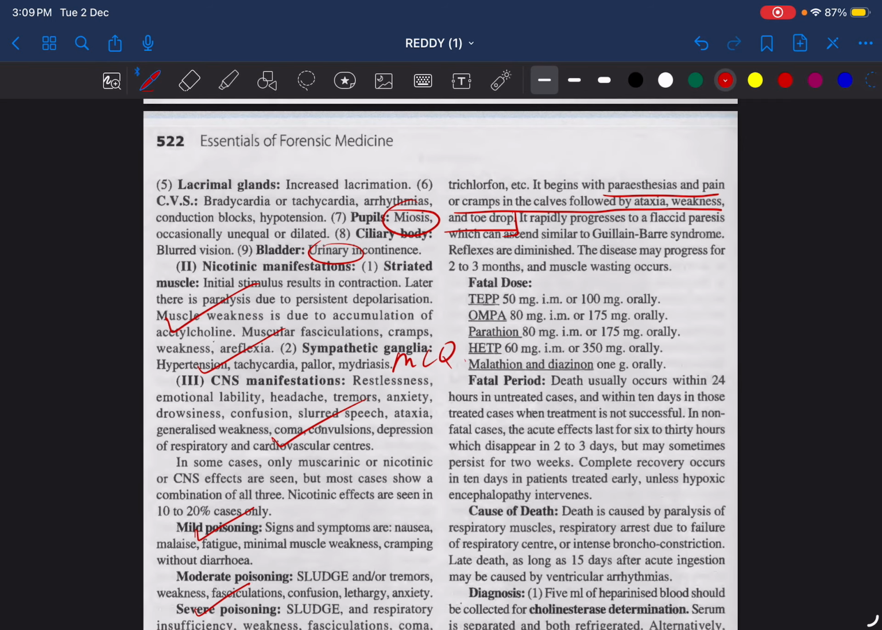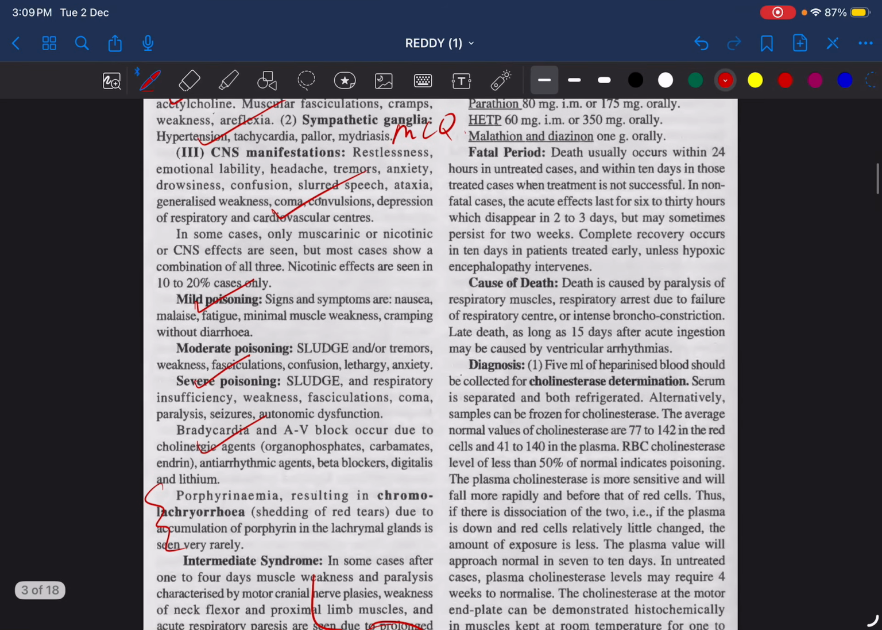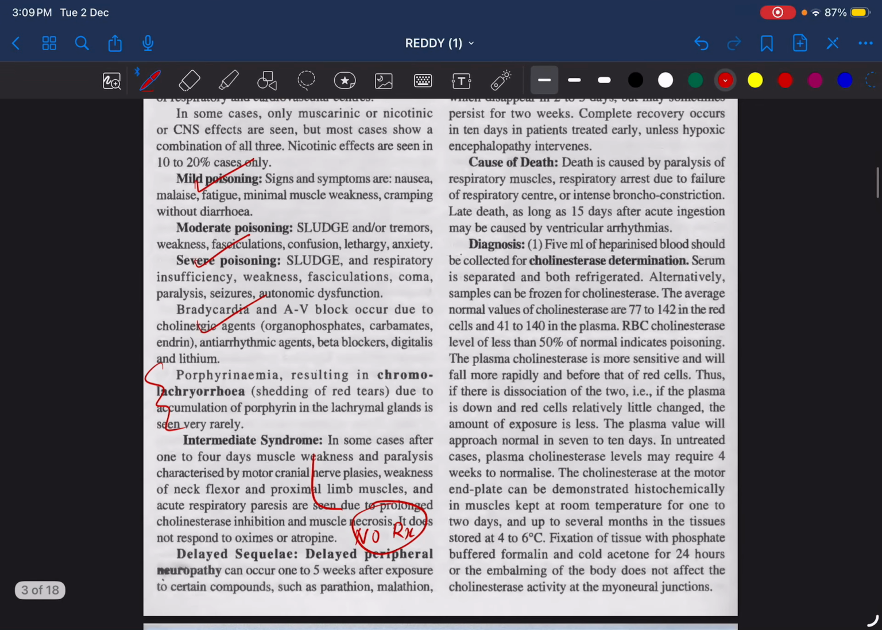Here comes the question: which of the following sequelae of OPC poisoning mimics GBS? What is GBS? Guillain-Barré syndrome. Guillain-Barré syndrome occurs following Campylobacter jejuni infection, in which there will be areflexia and ascending flaccid paralysis. This ascending flaccid paralysis mimics delayed peripheral neuropathy following OPC poisoning.